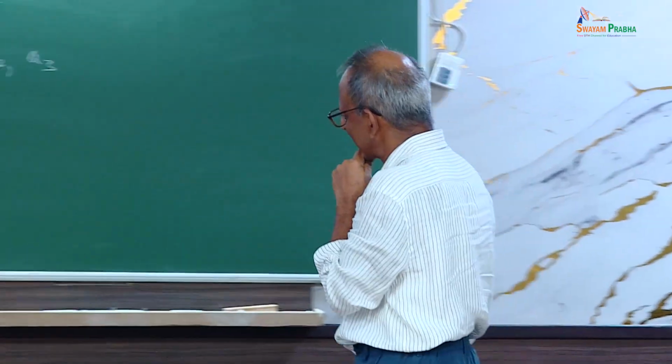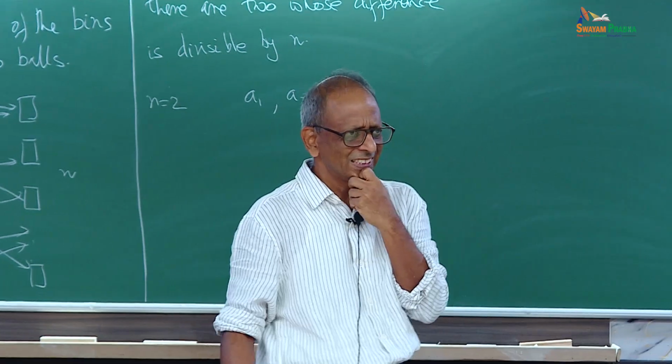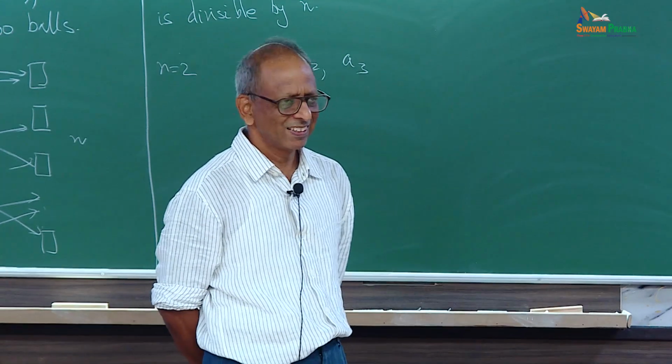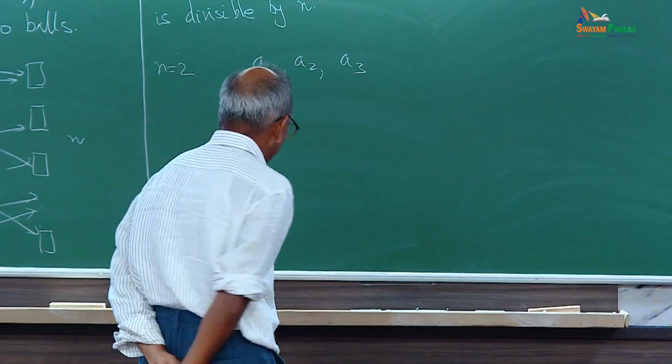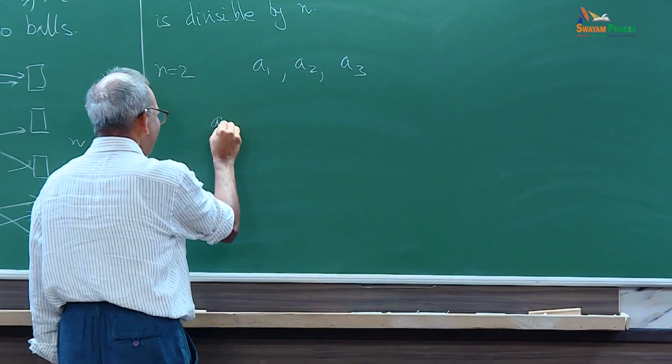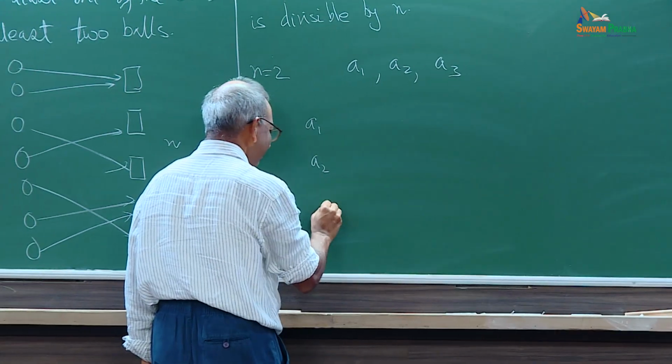You were going to say something else. There are 4 cases. All are odd, all are even, 2 even and 1 odd, 2 odd and 1 even. In any case, you can pick 2 odd or 2 even and the difference will be even, which means it's divisible by 2. So you have A1, A2, A3.